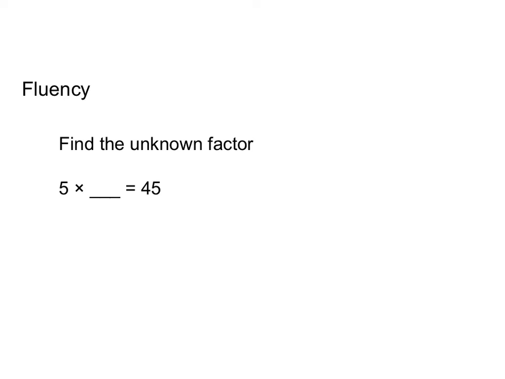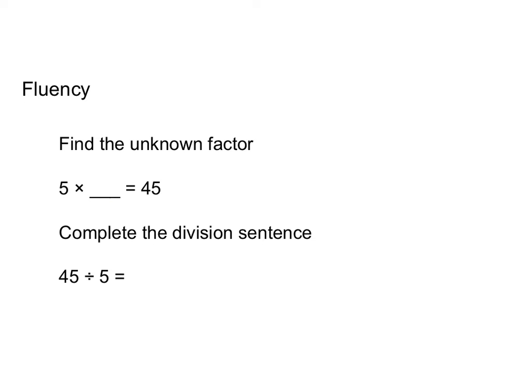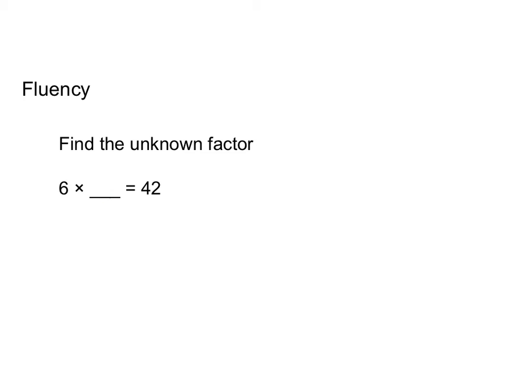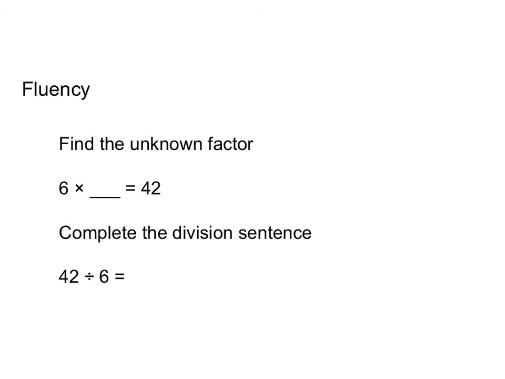Unknown factor, 5 times, you should have said 9 there. So our unknown factor is 5 times 9 is 45. So our division sentence, 45 divided by 5, is equal to 9. 6 times blank equals 42. You should have written 7 on your whiteboard. So if we had 6 times 7 is equal to 42, we know also that 42 divided by 6 is 7.